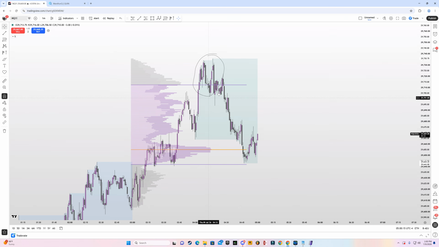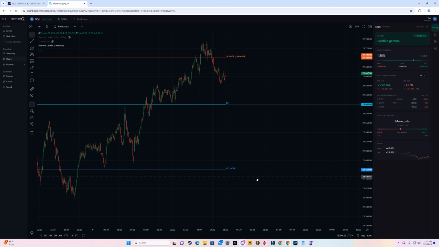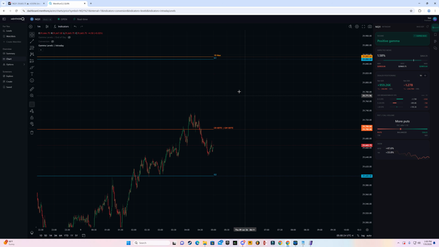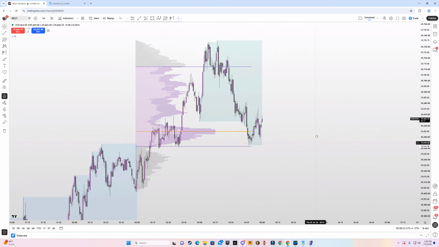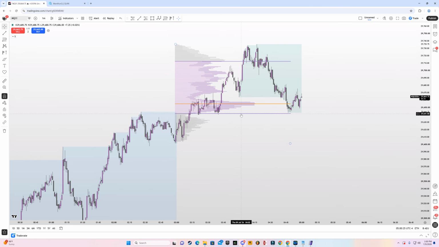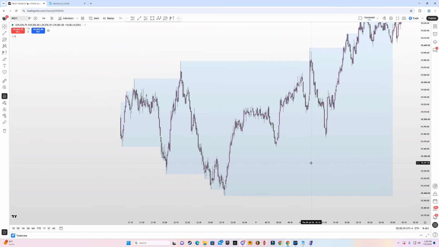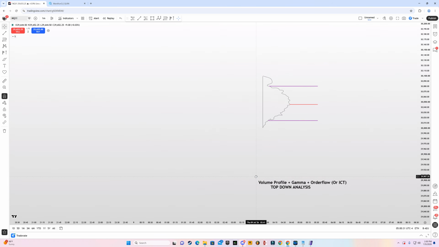So pretty much what I do now is I have these levels marked out on my TradingView before the 9:30 open. Okay, so here's what I do. Okay, this is what I do, right? So let's just go over here.